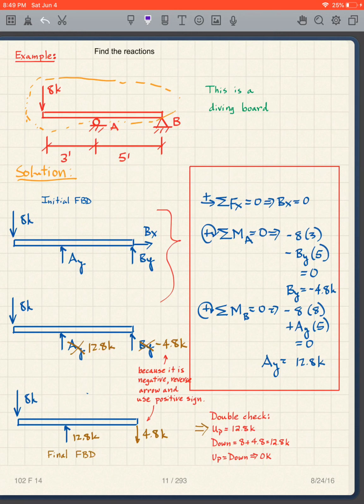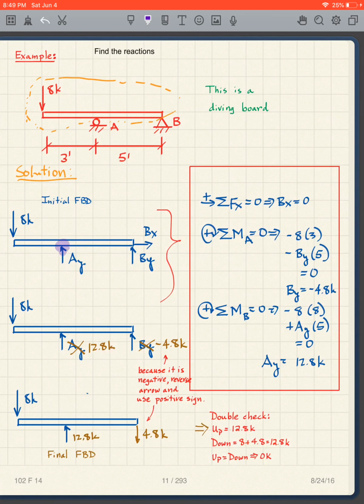And now what do we do? Well, let's start with the easy one. I take the sum of the forces in the x direction equals 0, Bx equals 0. So Bx is the only force in the x direction. And again, I write a sign here. To the right is positive. So Bx equals 0. Now I'm going to take moments about A.